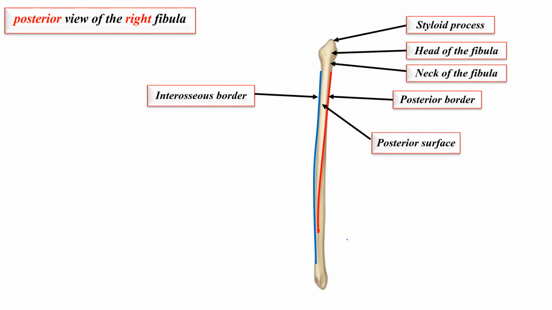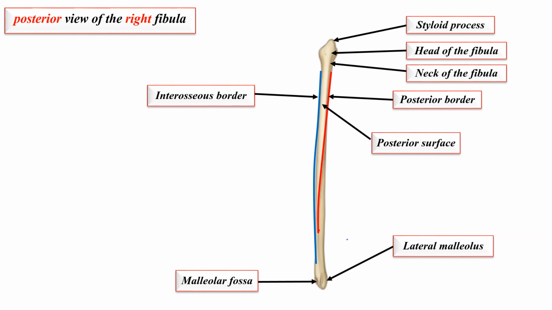It is much wider than the anterior surface. Distally, this is the lateral malleolus. On the medial surface of the lateral malleolus, this is the malleolar fossa. On the posterior surface of the lateral malleolus, there is the groove for the peroneus longus muscle.